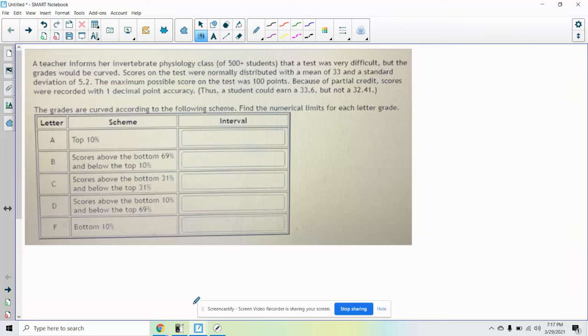All right, so we have this question here. There's a lot going on here, but let's just break it down one by one. So let's just look at the first box first. So we have these test scores from the invertebrates physiology class, whatever that means.